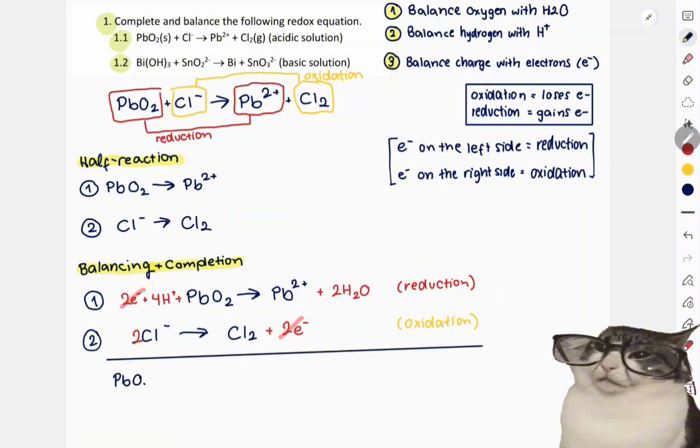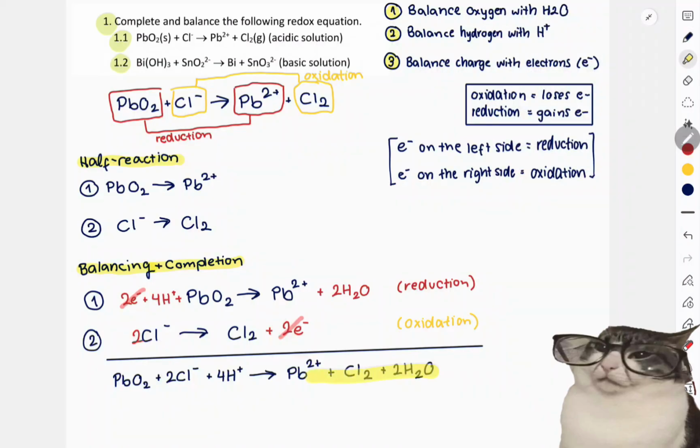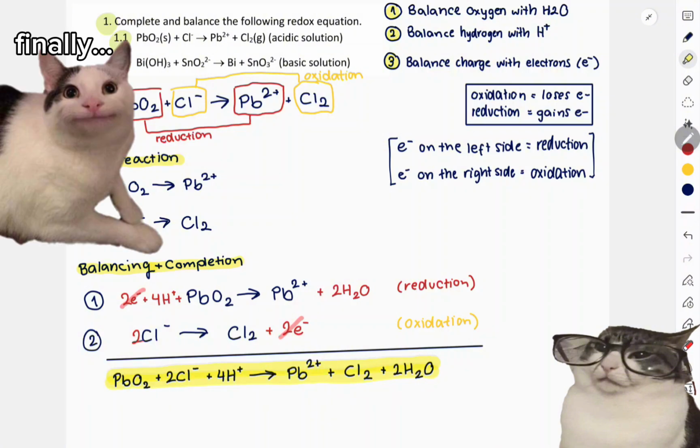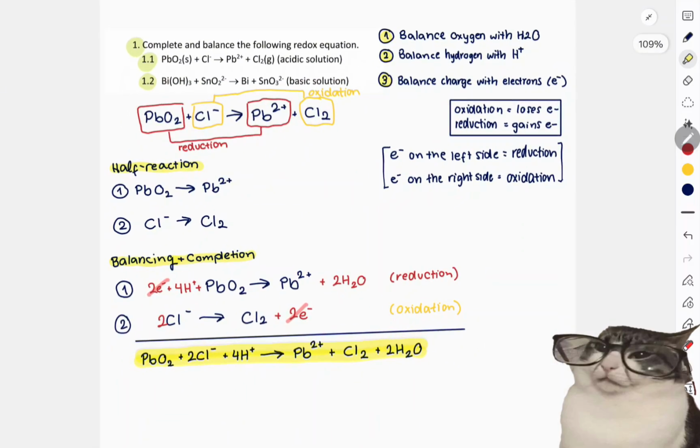So that would give us lead oxide plus 2 chlorides and plus 4 hydrogen, the 4 protons, and now we write the other side of the equation. That would be the lead ion plus the chlorine, and lastly the 2 water molecules. So this is our final and combined redox reaction.